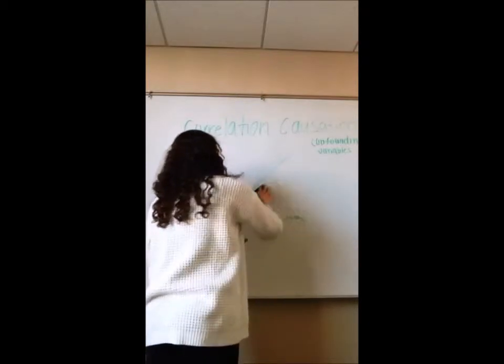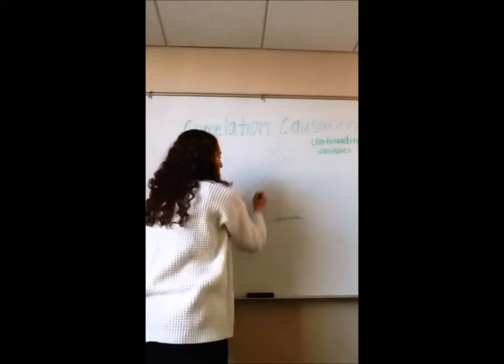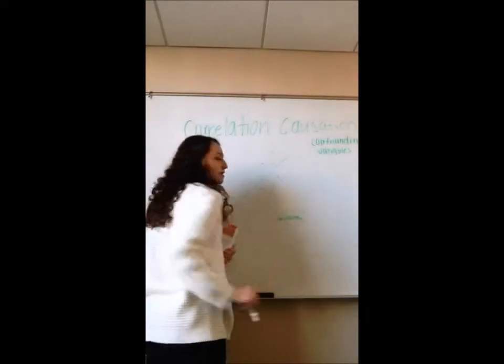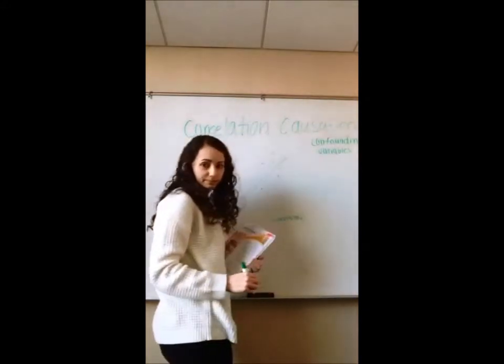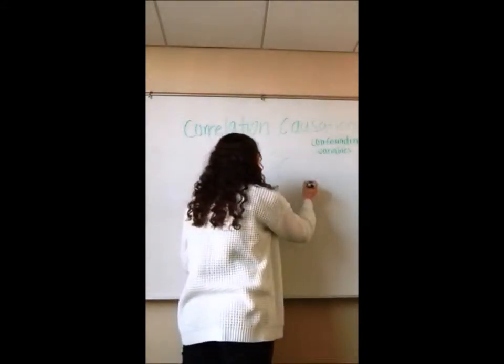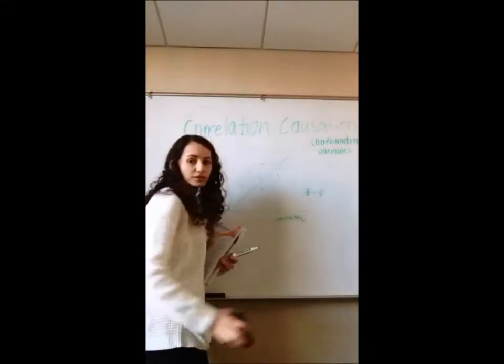However, if the dots are more spread out, like this, then this would be a weak positive correlation, and it would be about 0.3, 0.5, closer to 0.